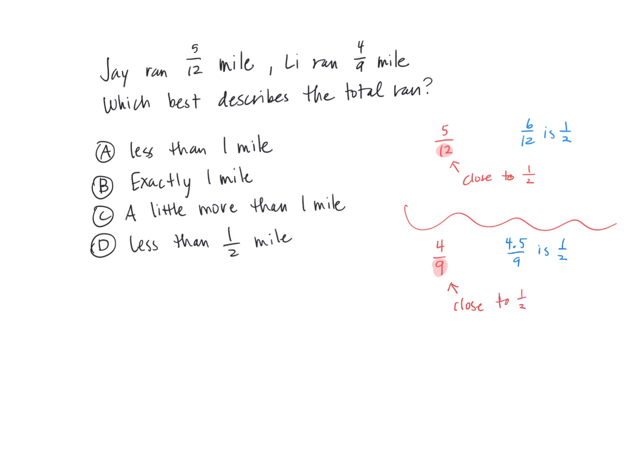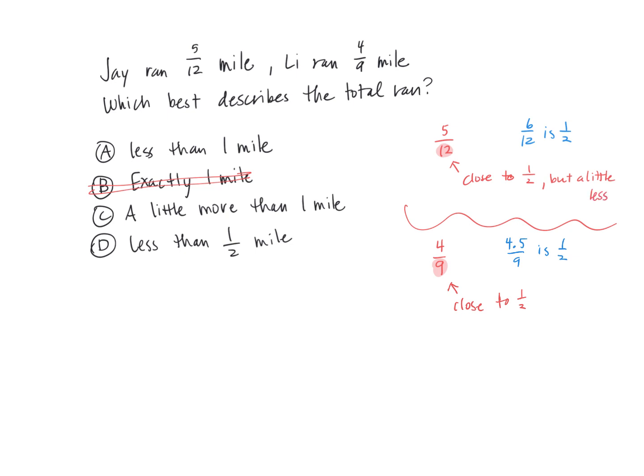So if Jay ran close to 1/2 and Lee ran close to 1/2, 1/2 plus 1/2 is 1. It's not exactly 1, so we can cross that off because they both ran a little less, right? It's close to 1/2, but a little less.